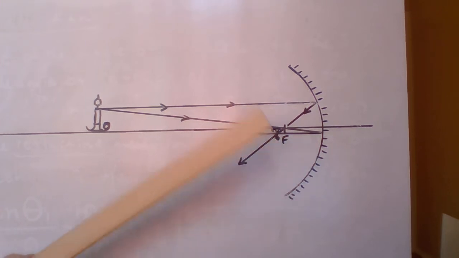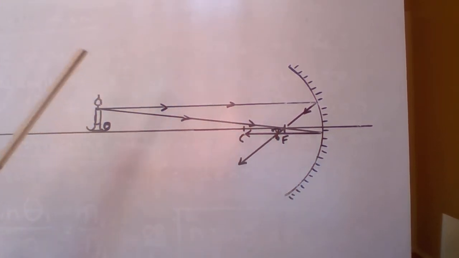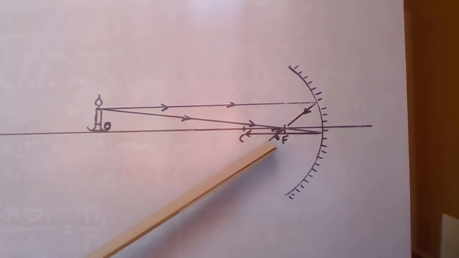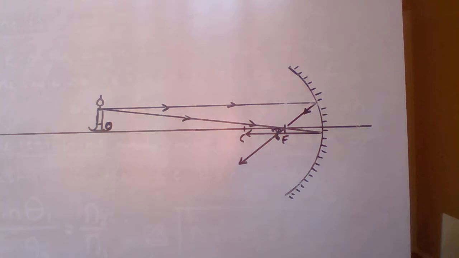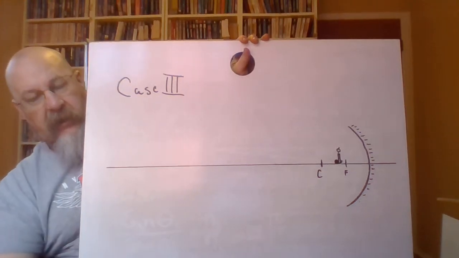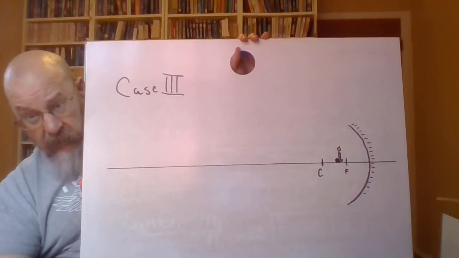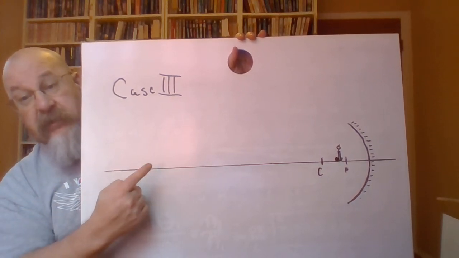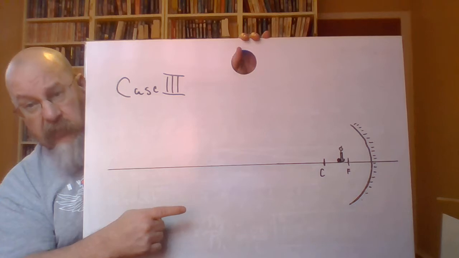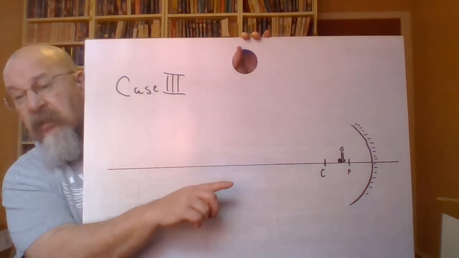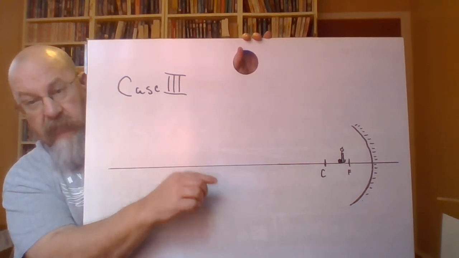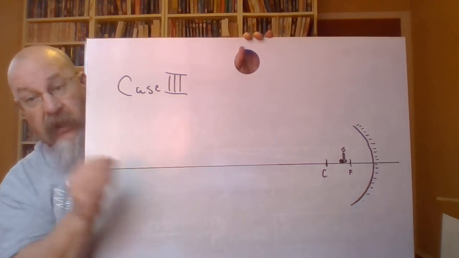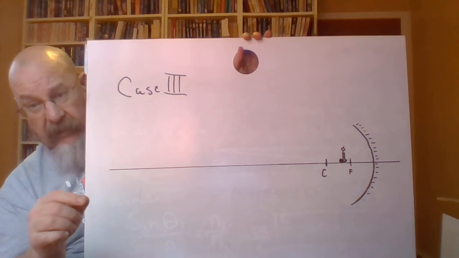All right, let's reverse this. Instead of having the object out here beyond the center of curvature, let's have the object inside the center of curvature. Okay, here we go. Case three, not two, case three, when the object is between the center of curvature and the focus point. And I've kind of put it close to the focus point to make a dramatic representation of what we're doing here. Same rules still apply.